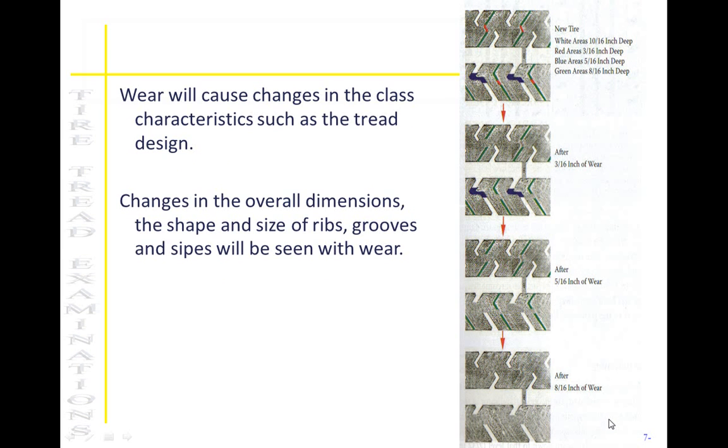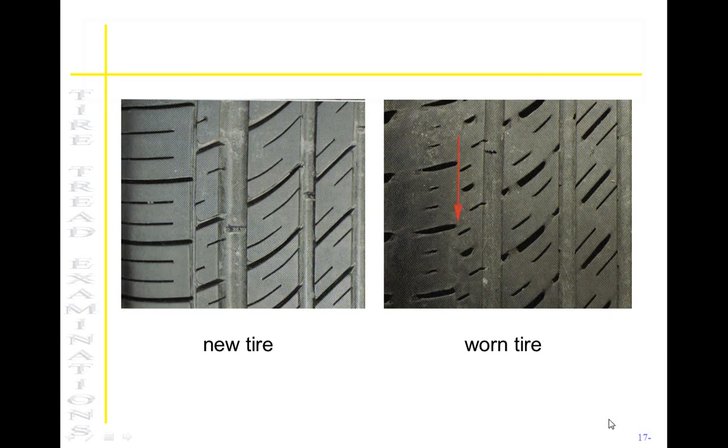You can see from this slide how the wear has actually caused changes in the class characteristics of the tread design itself. So changes in the overall dimensions of the shape and the size of the ribs and the grooves and the shapes of the tire can actually be seen. So it's very easy to see the changes in wear that are going to occur naturally from a new tire to a worn tire.